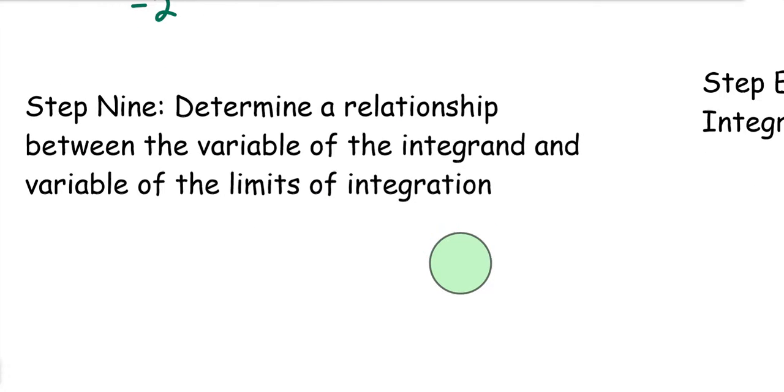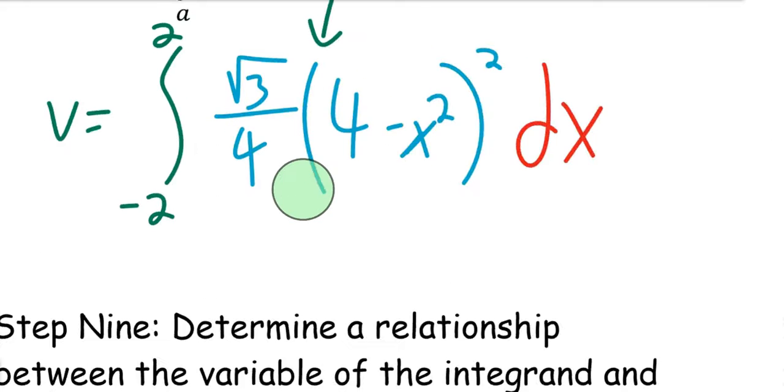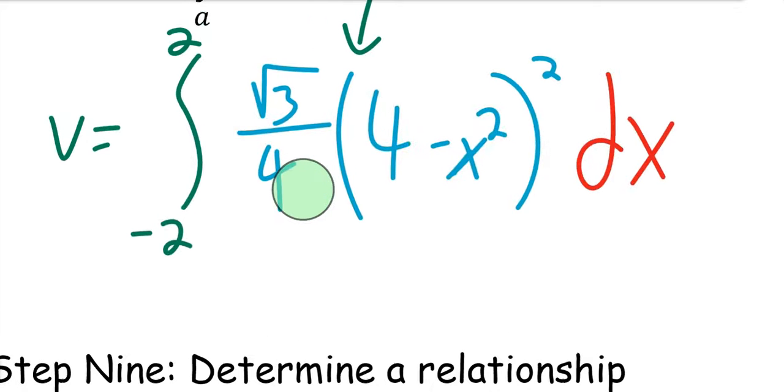Now let's read step 9 together because it is important at times. It says determine a relationship between the variable of the integrand and the variable of the limits of integration. So this is what I was going back to. This worked out for us this time because these limits are in terms of x, which is the same as what this is in terms of.